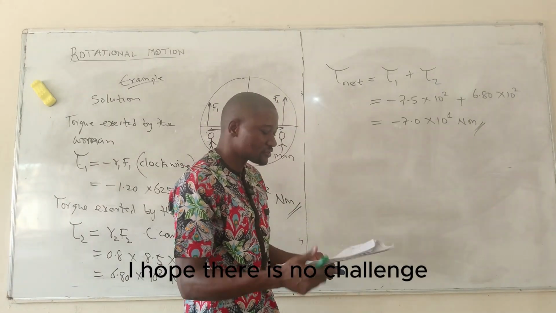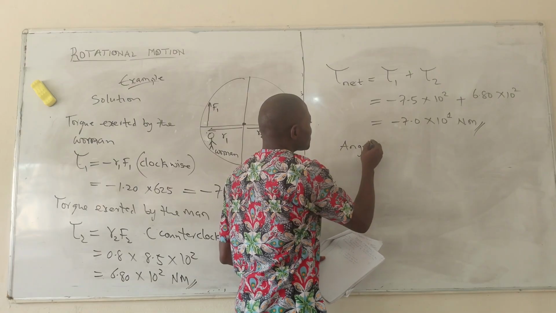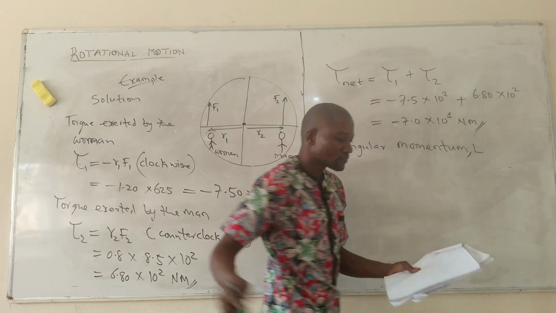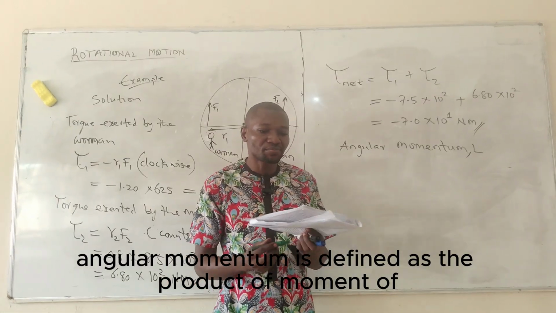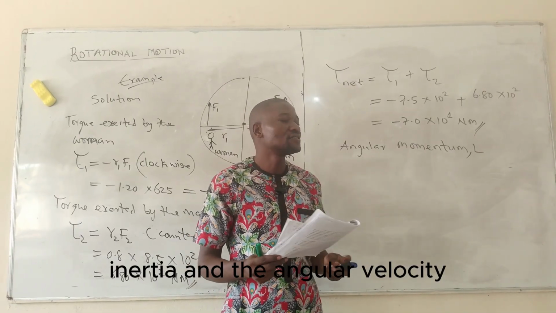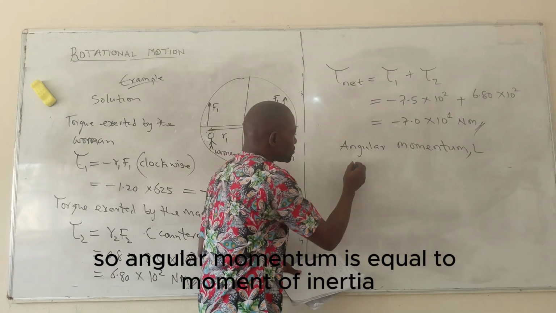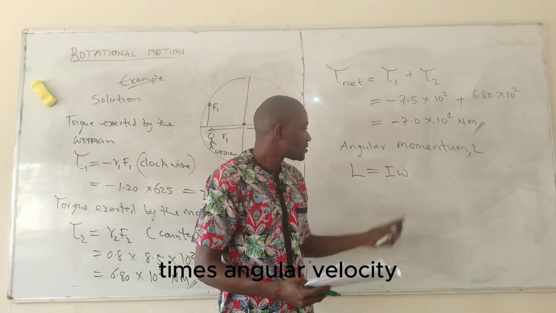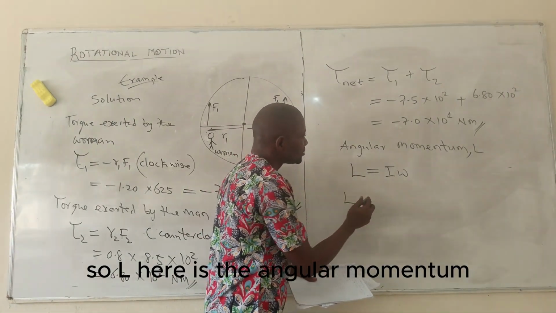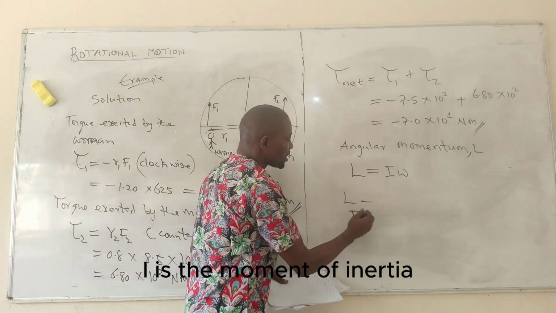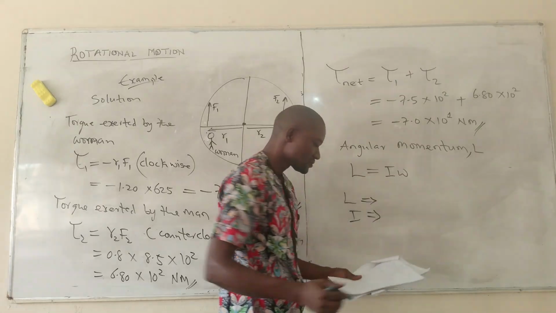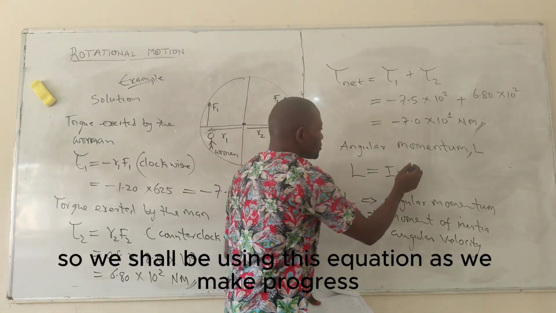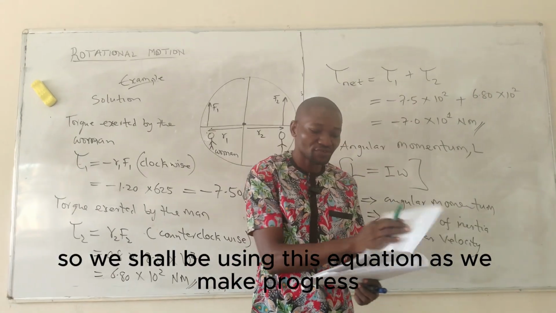I hope there is no challenge. Okay, let's look at angular momentum. Angular momentum is defined as the product of moment of inertia and the angular velocity. So angular momentum is equal to moment of inertia times angular velocity. So L here is the angular momentum, I is the moment of inertia, and omega is angular velocity. So we shall be using this equation as we make progress.